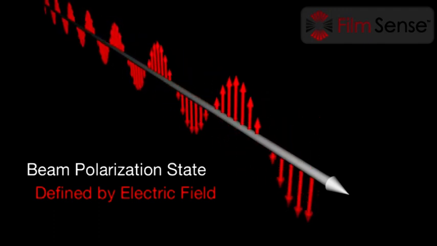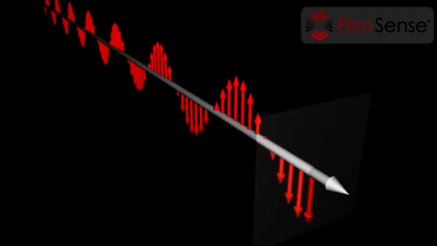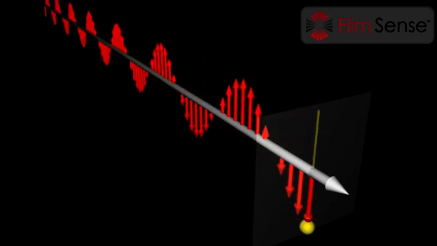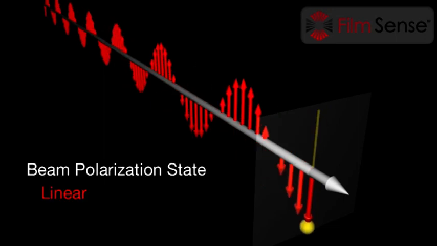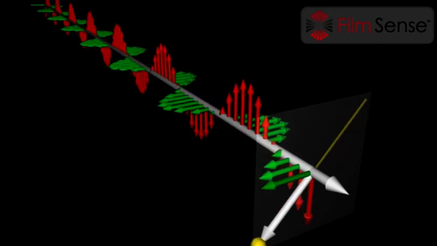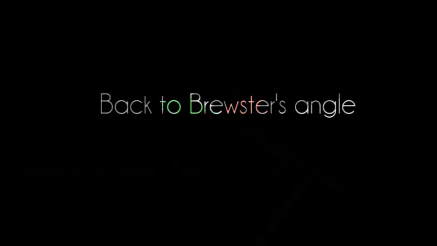The polarization state of a light beam is defined by its electric field, therefore, the magnetic field will not be displayed. Imagine placing a screen at a fixed location in the beam's path and watching the tip of the electric field vector versus time, as shown by the yellow ball. In this example, the electric field oscillates up and down in a line, and the beam polarization state is called linear.